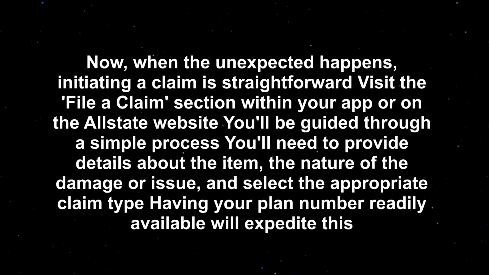Now, when the unexpected happens, initiating a claim is straightforward. Visit the File a Claim section within your app or on the Allstate website. You'll be guided through a simple process. You'll need to provide details about the item, the nature of the damage or issue, and select the appropriate claim type. Having your plan number readily available will expedite this.